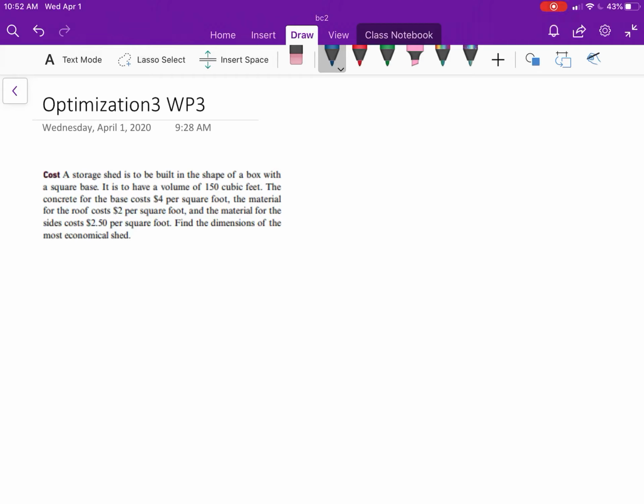All right, last word problem. In fact, this one could have been done in the previous lessons. However, with this new idea of checking endpoints, let's look at one more example.